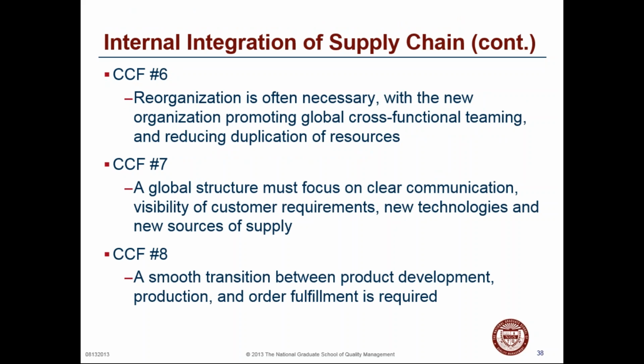So you don't have to reorganize like GM did, but certainly you have to promote that global cross-functional teaming, right? And reduce your duplications of resources. That's going to save you resources and money, right? Put a global structure and focus on that clear communication, right? And the visibility to all those custom requirements, new technology, sources of supply, right? And provide that smooth transition between product development right into your production, right into your order fulfillment and the sales to your customer.